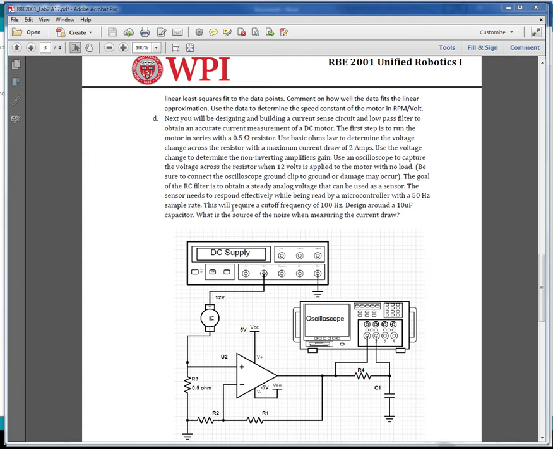So you can see that you're told you should have a cutoff frequency of 100 hertz, and then you can go ahead and calculate what the value of that resistor should be. And the way this will work, you're going to be measuring the voltage on both sides.